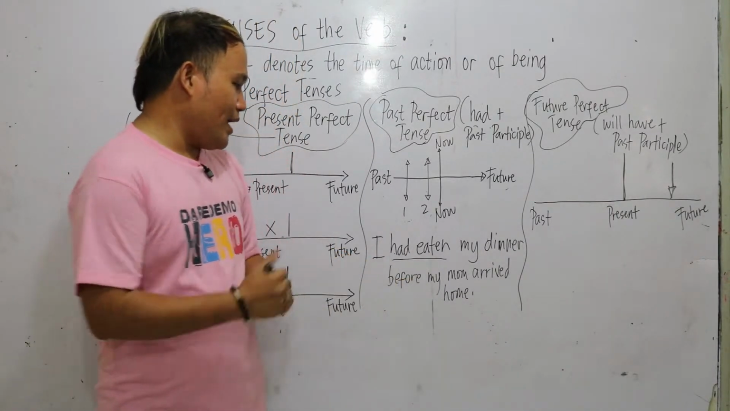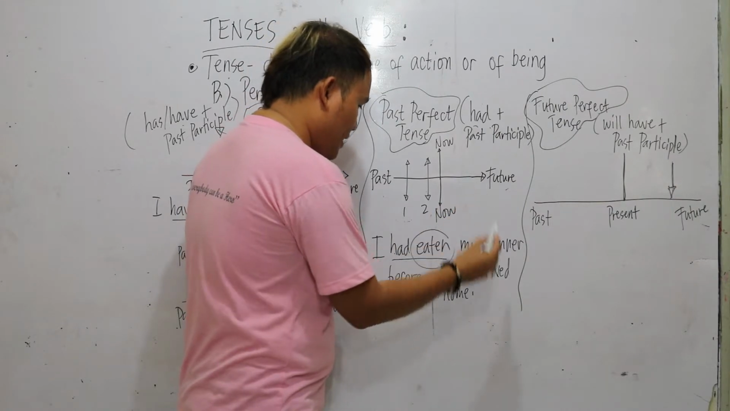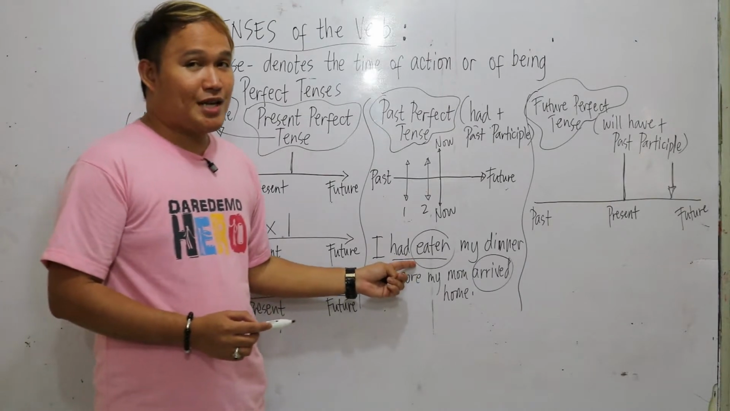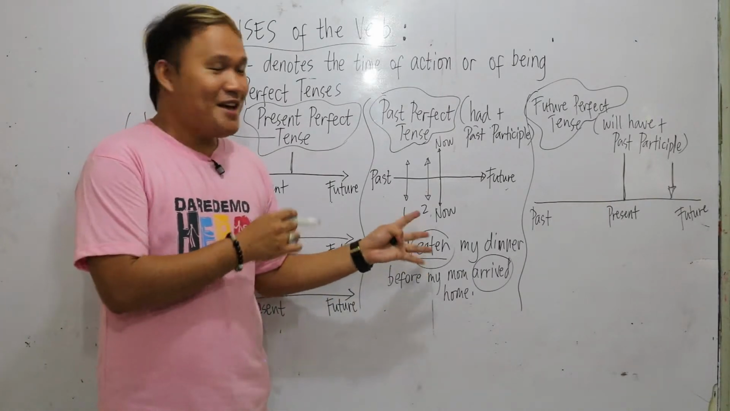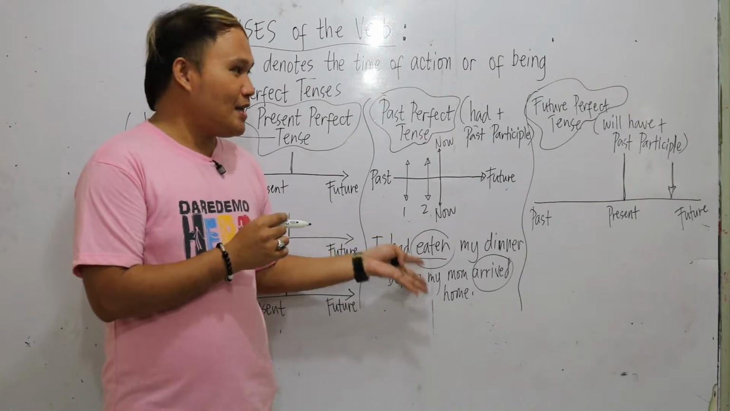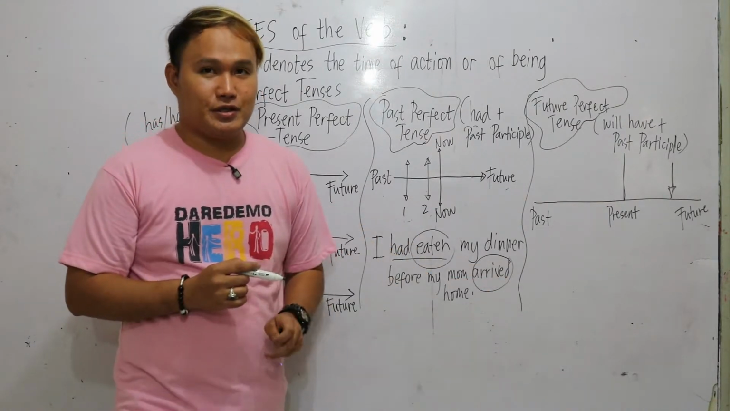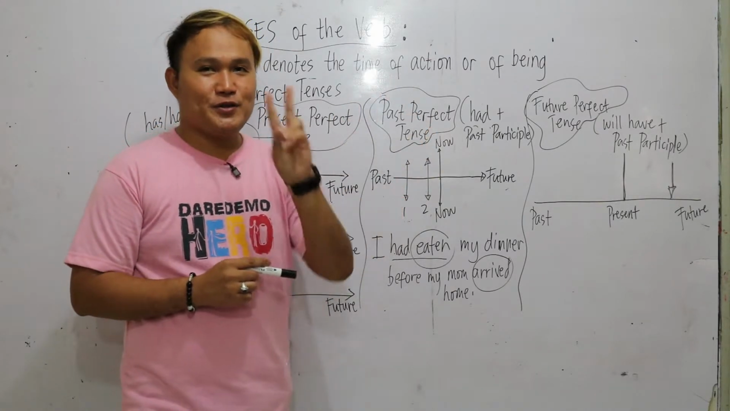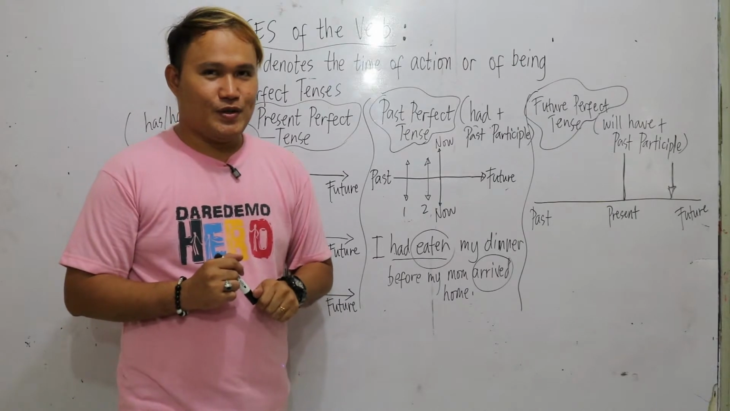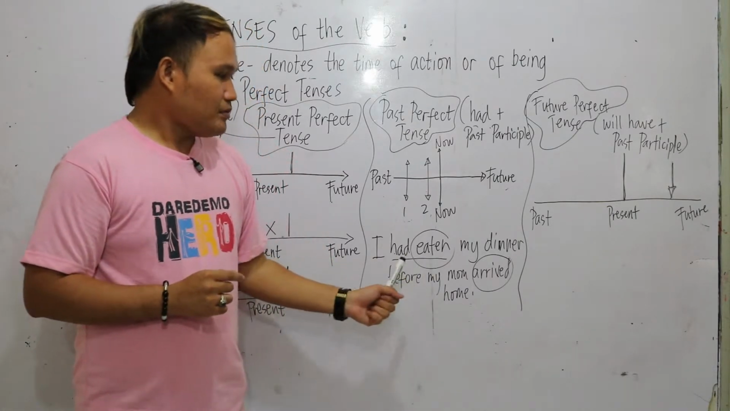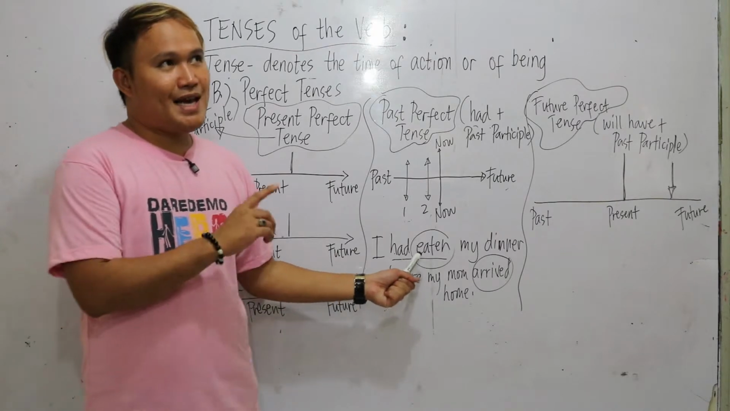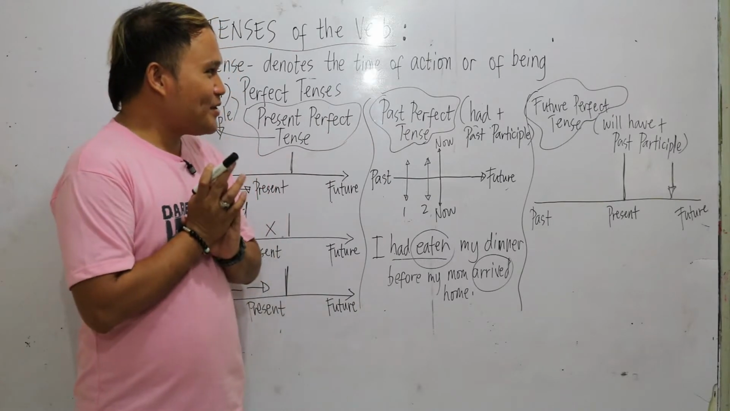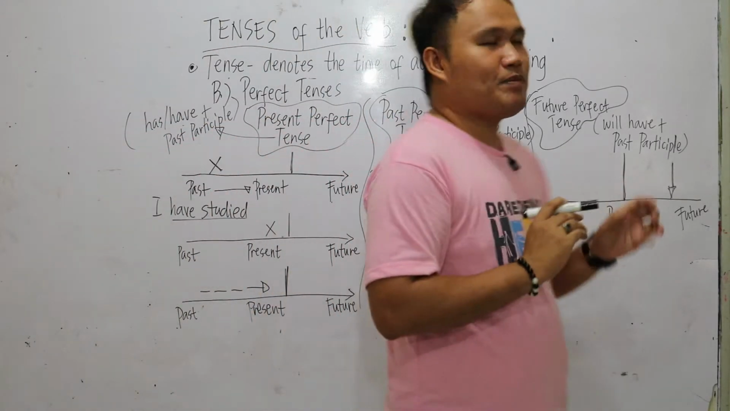So as you notice, we have two actions happen, eaten and arrived. Two actions happened in the past, but the first action happened first. Okay, there's a first action happened before the second action occurred. Okay? Always remember, past perfect tense, you are referring to two past actions. Okay? Of course, you have to use auxiliary had if that action happened first.